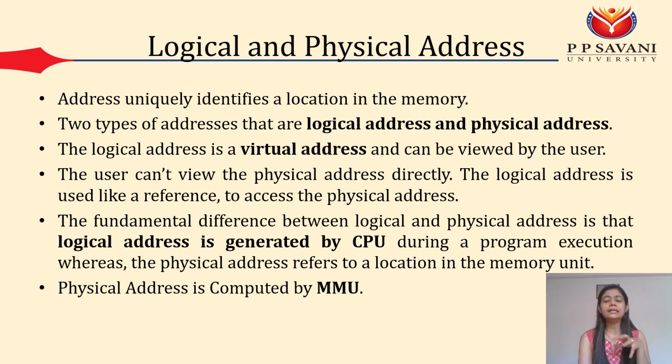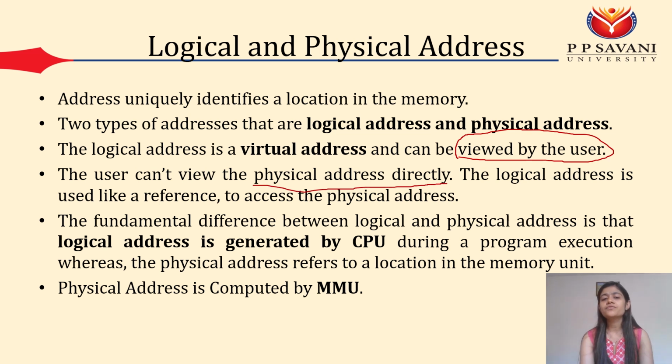To go in depth regarding main memory, first we must have a clear idea about the different addresses a computer system works with. There are two types of addresses available in a computer system. The first one is called logical address, and the second one is called physical address. Another name for logical address is virtual address. The logical address can be viewed by the user. The user can't view the physical address directly.